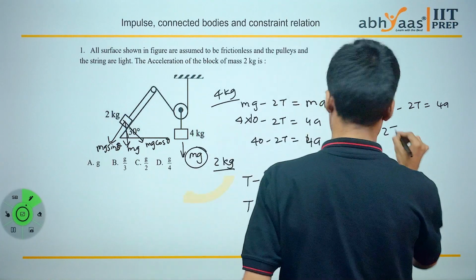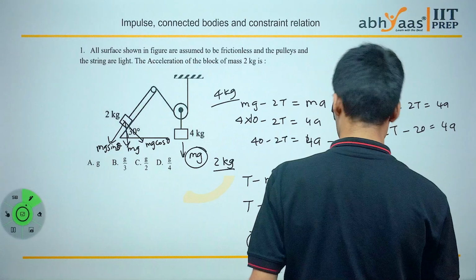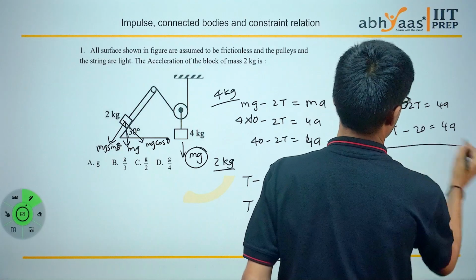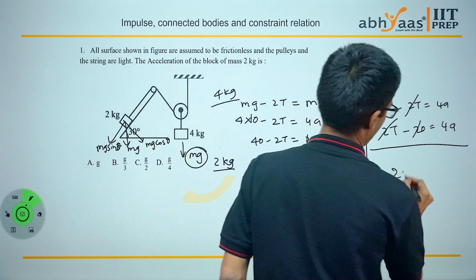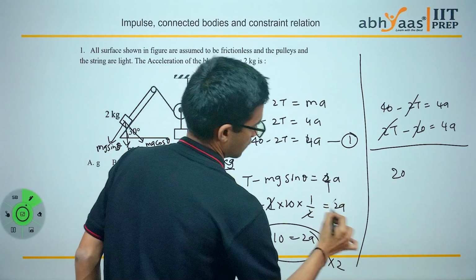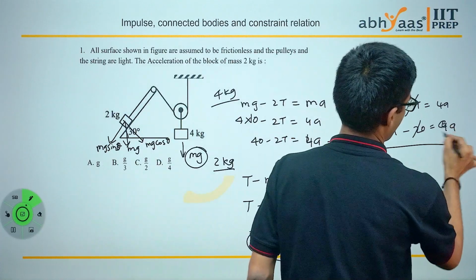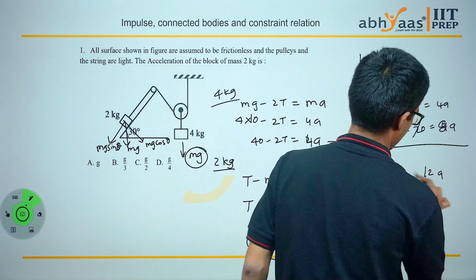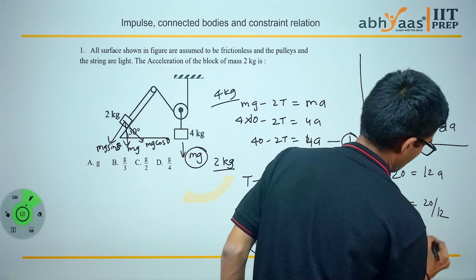Here 2t minus 20 is equal to 4a. Okay, 4a, right? So cancel 2t. So 20. Okay, acceleration is 4a. Sorry, so system acceleration is 4a. 4a into 2a, that is 8a, that is 12a. So a is equal to 20 by 12, that is 5 by 3.